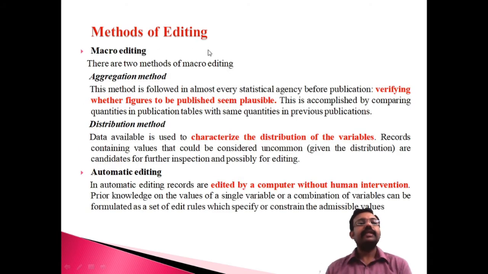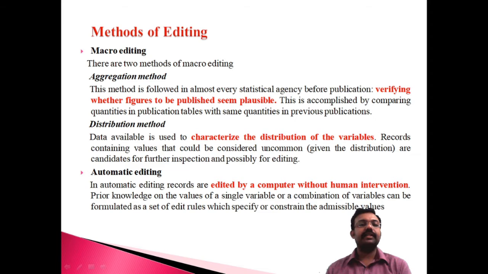And the third category of method is macro editing. What is macro editing? Macro editing is performed in two ways: one is the aggregation method, another one is the distribution method. One is the aggregation point of view, and another is the distribution point of view. Aggregation means verifying whether the figures to be published seem plausible. That means they are dependable, because data editing is always related to a lot of figures.